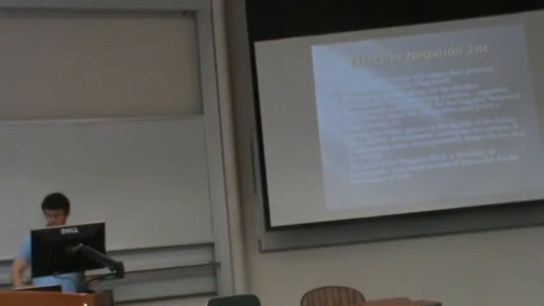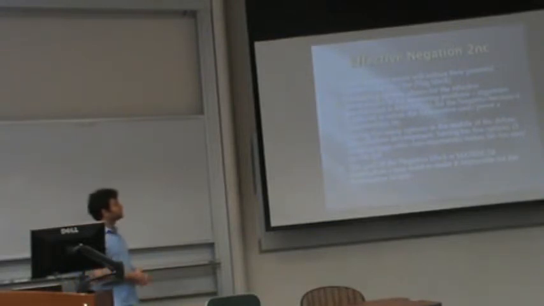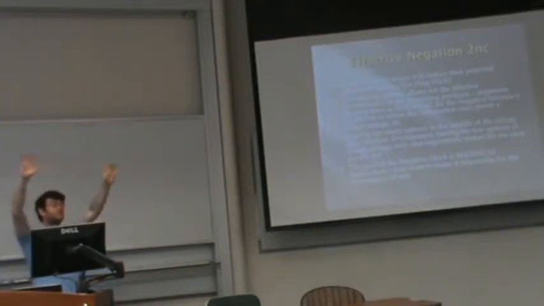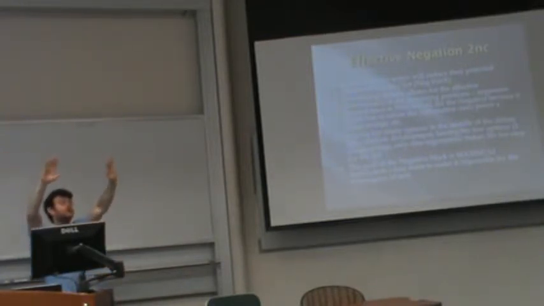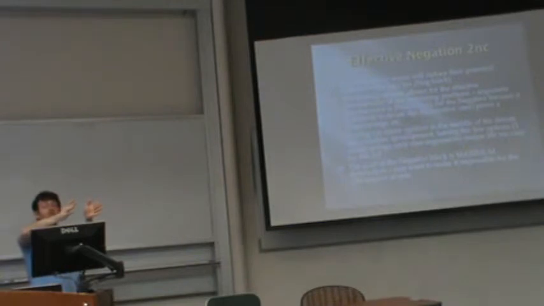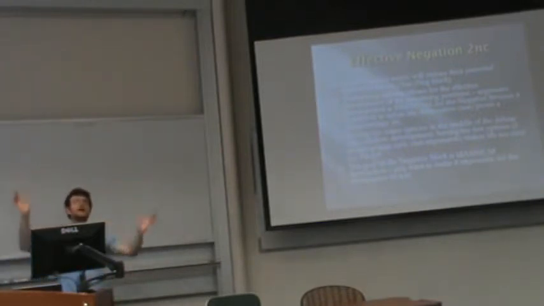Effective negation for the 2NC, the second negative constructive. Smart negative teams will reduce their potential options in the 2NC and the 1NR, the negative block. You start off, let's say, with four options in the 1NC. You want to reduce those options in the negative block. It might be bad for you to have all of those options left in the negative block. Why might it be bad to have too many options in the middle of the debate?